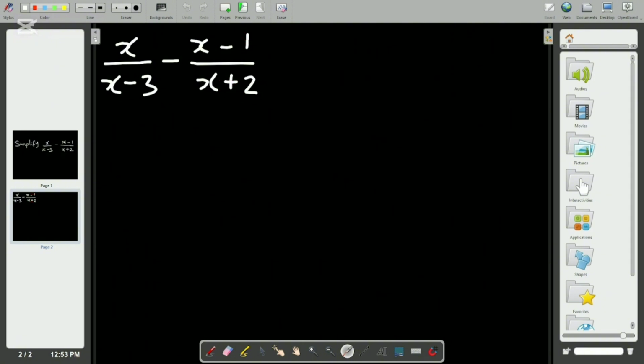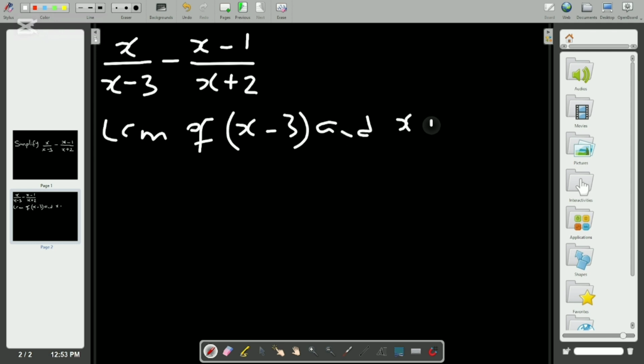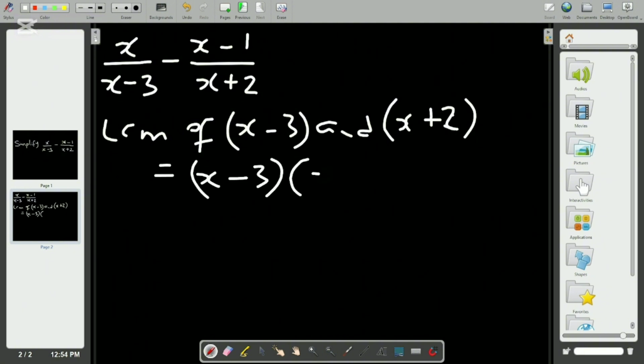In solving this, the first thing you will do is to look for the LCM of the two denominators. The LCM of x minus 3 and x plus 2 is x minus 3 and then x plus 2. You can look for other videos on how to solve LCM in algebra. Now let's continue. Just know that the LCM of these two is this.